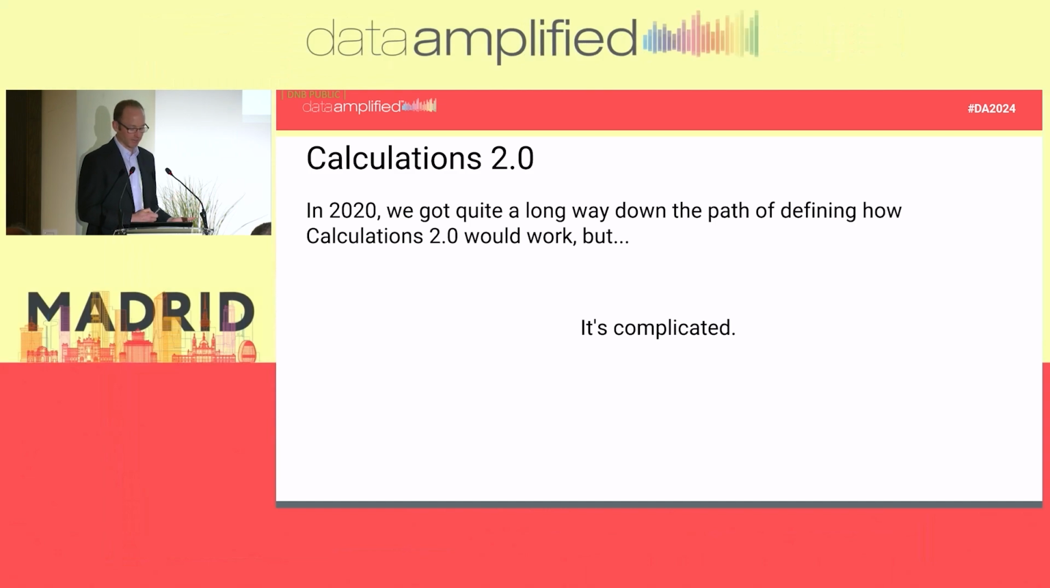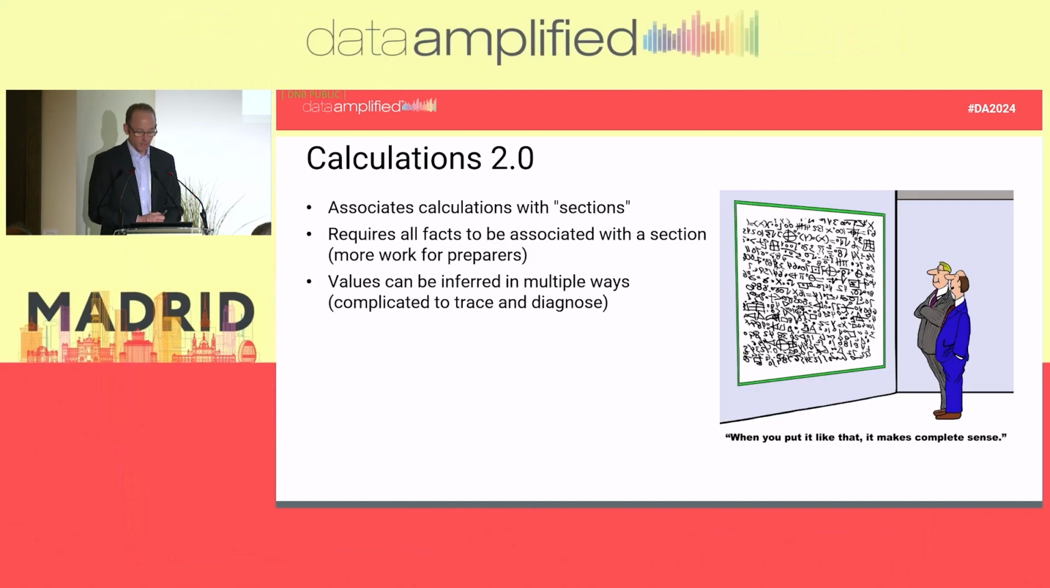There's reasons we haven't tackled this, and it's actually quite hard to do. Tackling this completeness problem is difficult, and the approach we discussed when we discussed this in detail back in 2020 was to associate calculations with sections. This calculation relates to the balance sheet. And then when you prepare your report, you've got to say this fact is a balance sheet fact, and you only check the balance sheet facts using the balance sheet calculations.